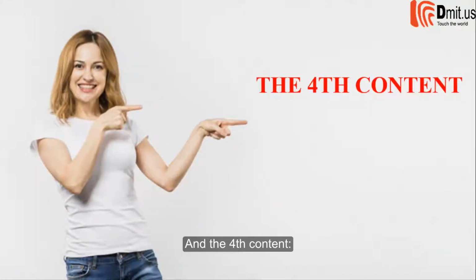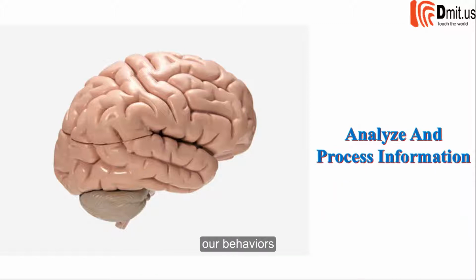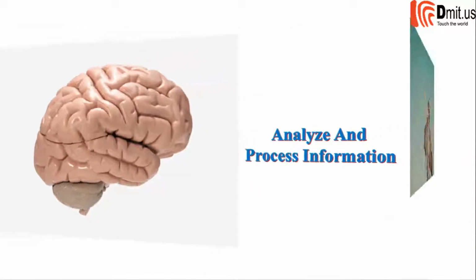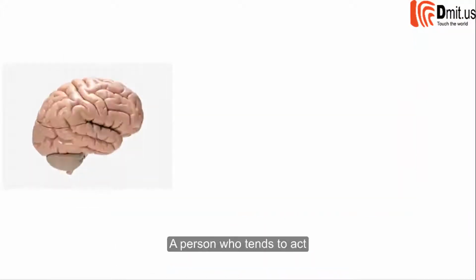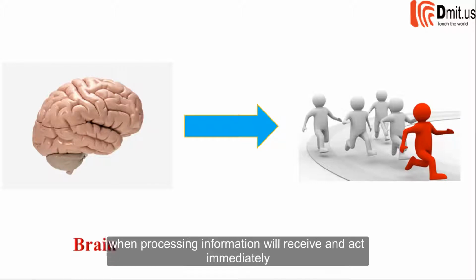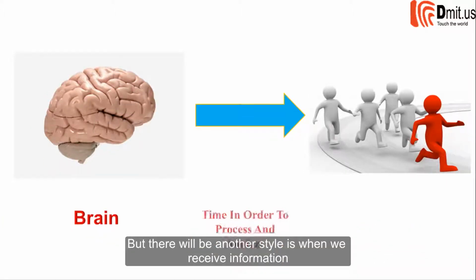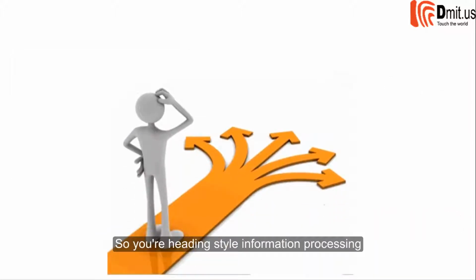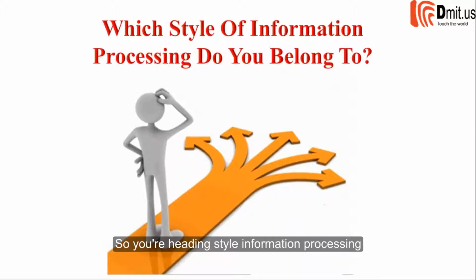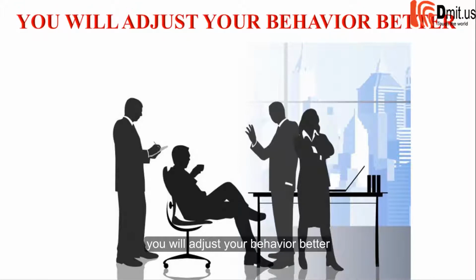And the 4th content. When we receive information, we will analyze and process that information to help us make our decisions, our behaviors. We have 2 styles. The first is the style of information processing in a dynamic-minded manner. A person who tends to act when processing information will receive and act immediately. But there is another style, where when we receive information, we need time to process and analyze it more. So that is the heading style of information processing. And since we better understand this mechanism, you will adjust your behavior better.